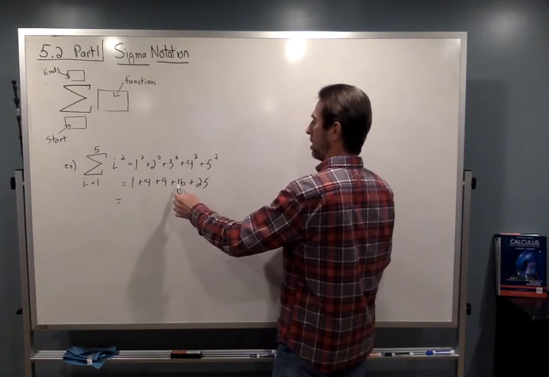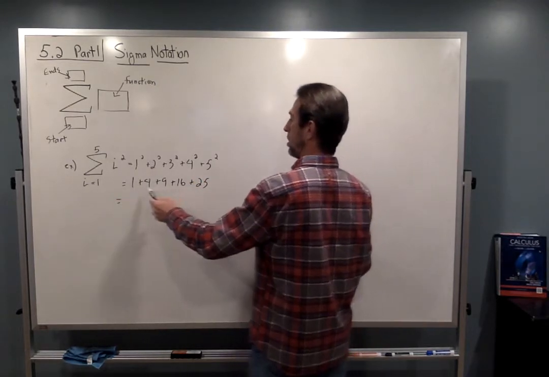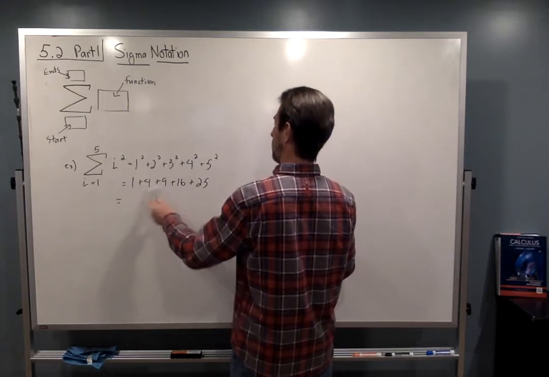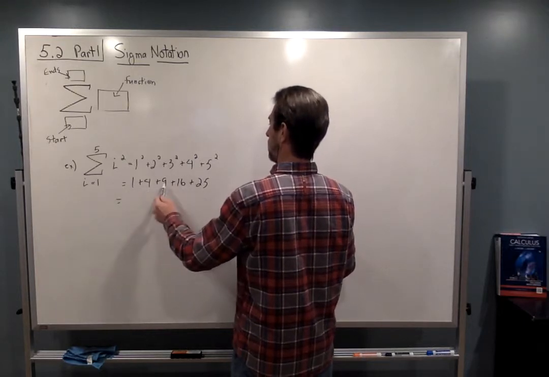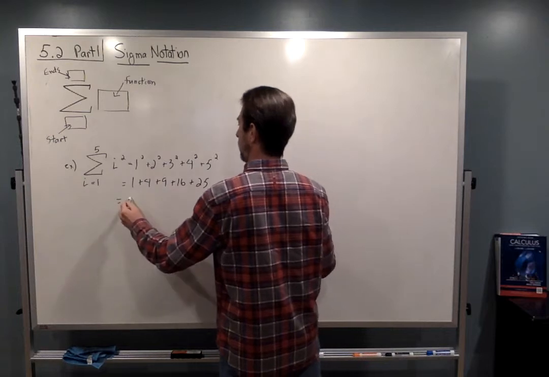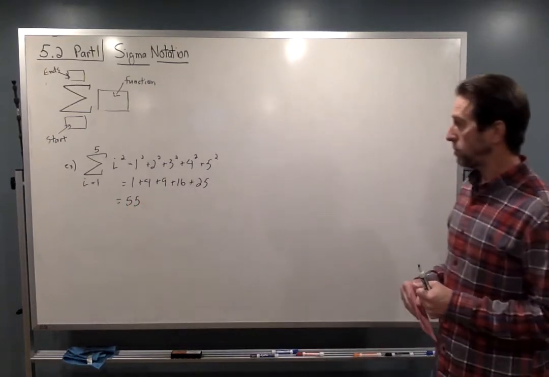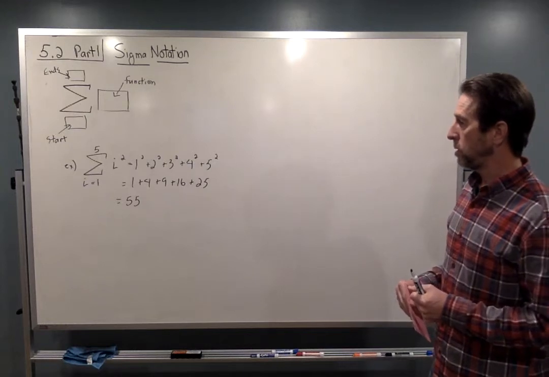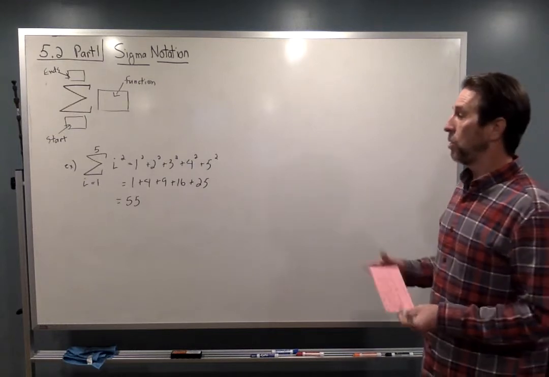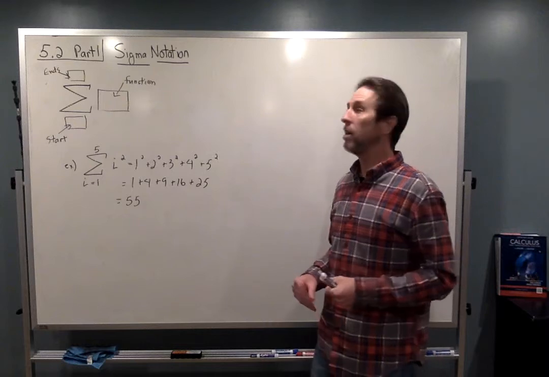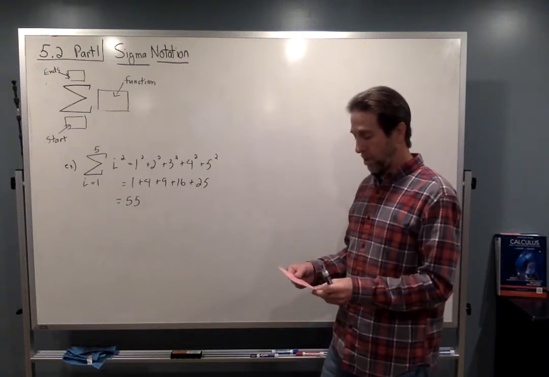Then we're going to get 20, 45, 10. What is that going to be? 20, 55. 4, 9, 16, 25. Okay. And so that's basically what we would call evaluating something using sigma notation.